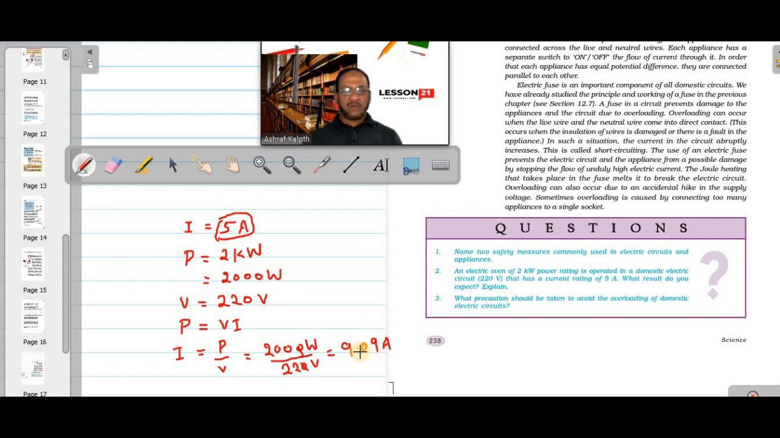If the current flowing is more than the current rating of the circuit, the fuse wire will burn and the circuit will switch off. If it is a circuit breaker, it will switch off the circuit. After getting this answer, 9.09 ampere, you must write one sentence: since the current flowing is more than the current rating of the circuit, the fuse wire will melt and break the circuit. The last question on this page.